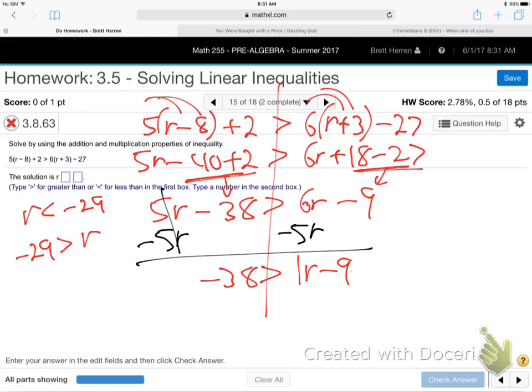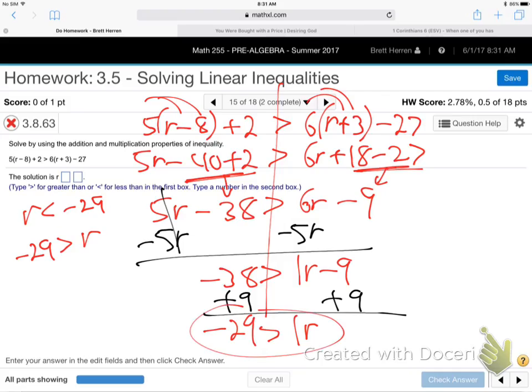Okay, now r is saying I want to be alone. So what do we do? Add the 9. And we get minus, yeah, that's the minus 29, huh? So like that, or then turn it around, it would go like that, and you turn the whole thing around, right? 1r is just r. You can erase that 1.